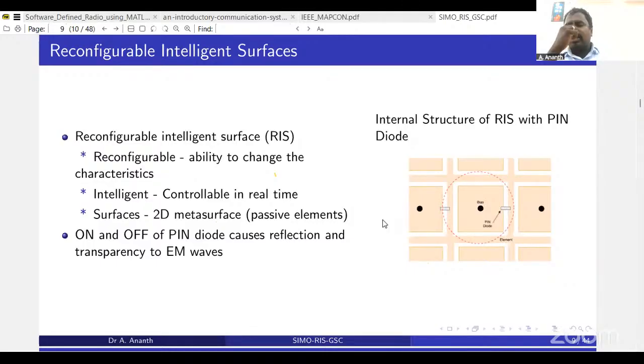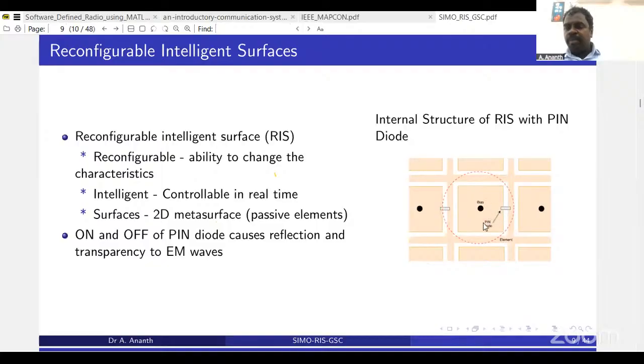And it is called intelligent because it can be controlled by turning on and off of that particular element. So if you say a reconfigurable intelligent surface, it is composed of several minute metamaterial elements, and all these elements can be powered by using a PIN diode. So you can see the structure here. This is one element, which is powered by a bias.